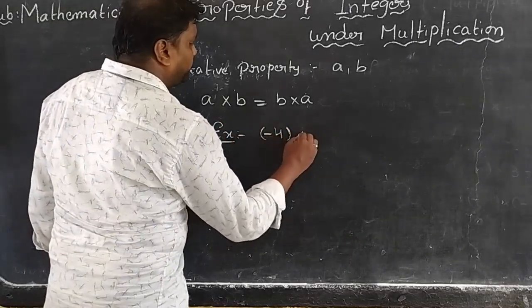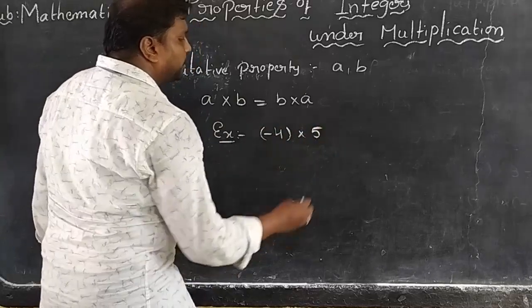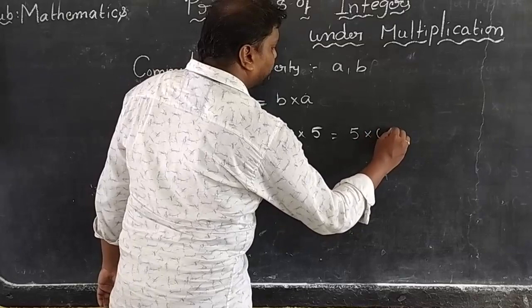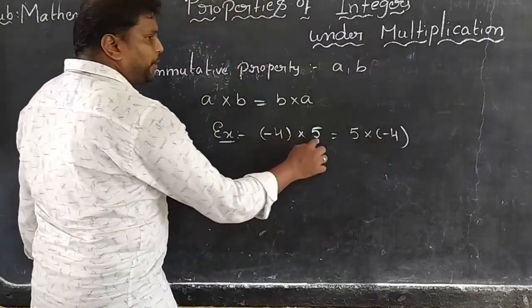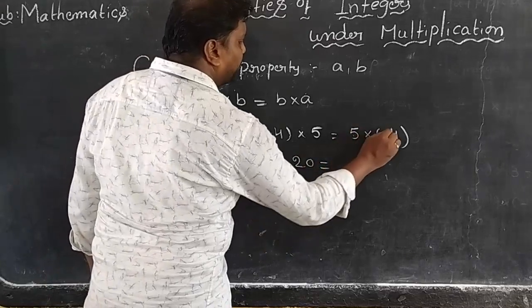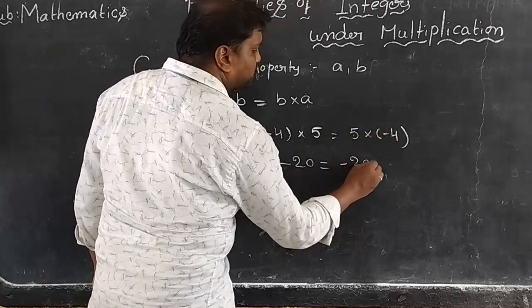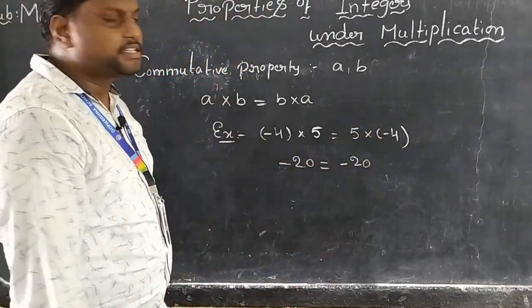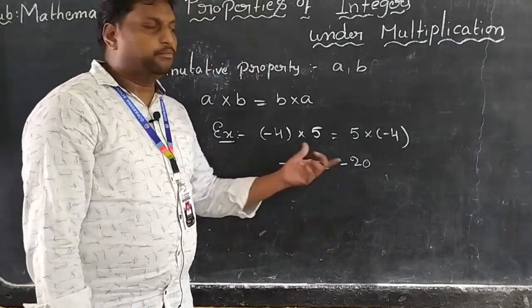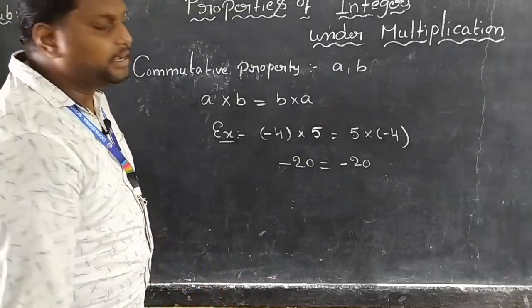Minus 4 into 5 is equal to 5 into minus 4. Minus into plus, minus 4 fives are 20, is equal to plus into minus, minus 5 fours are 20. LHS is equal to RHS. Then the commutative property is verified by the given integers.